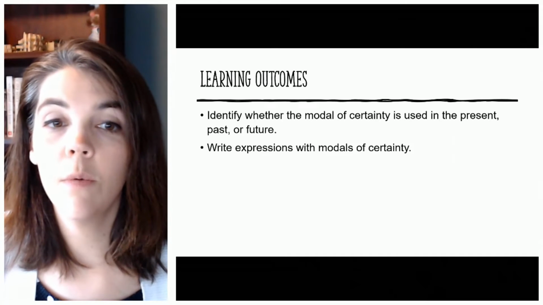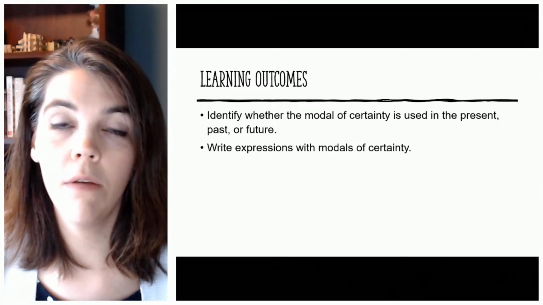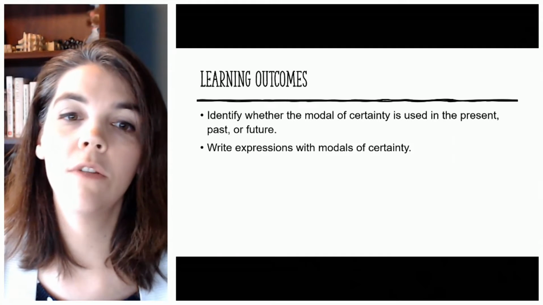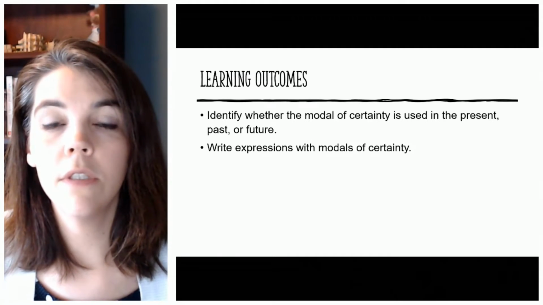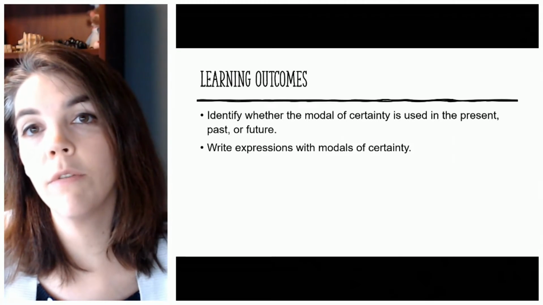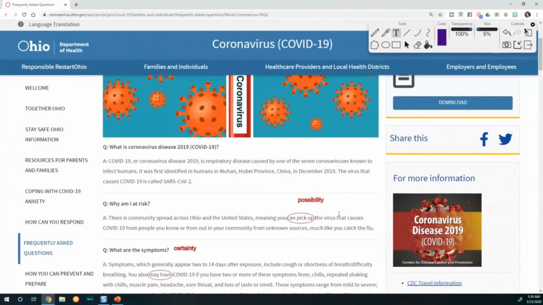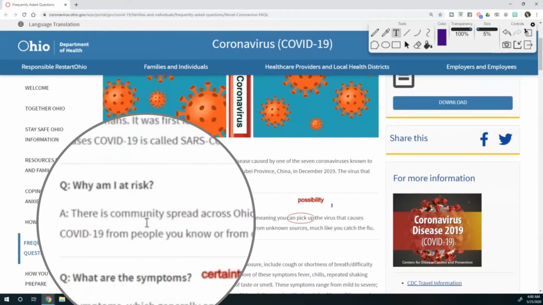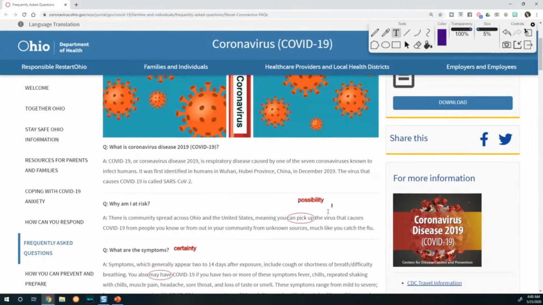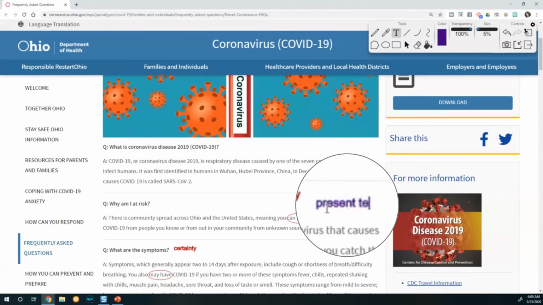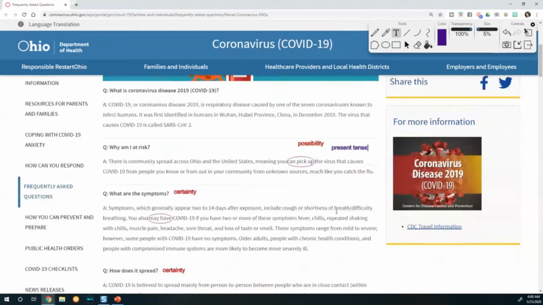Now, the very first thing that we're going to do is go back to that Ohio Department of Health's website with frequently asked questions, and we're going to see if we can tell the time frame of sentences that contain modals of certainty. All right, so the time frame here, I'm looking around for words that tell me, well, I see that back here they're talking about community spread. So this seems to be in the present. Okay. Talking about things that are true right now.